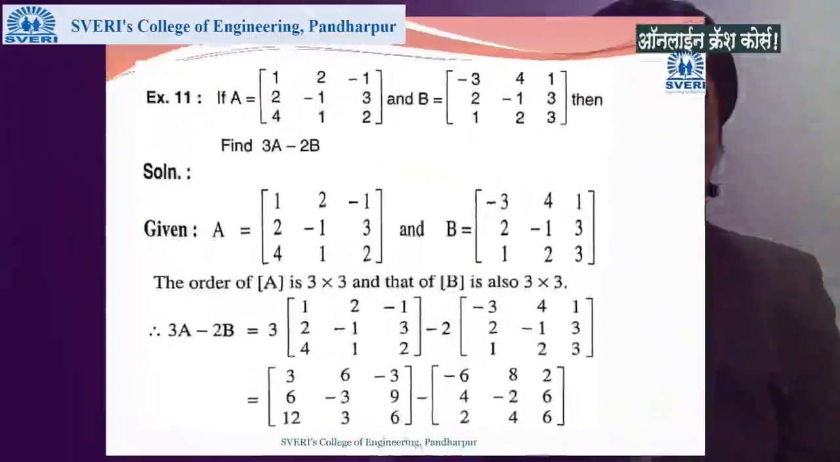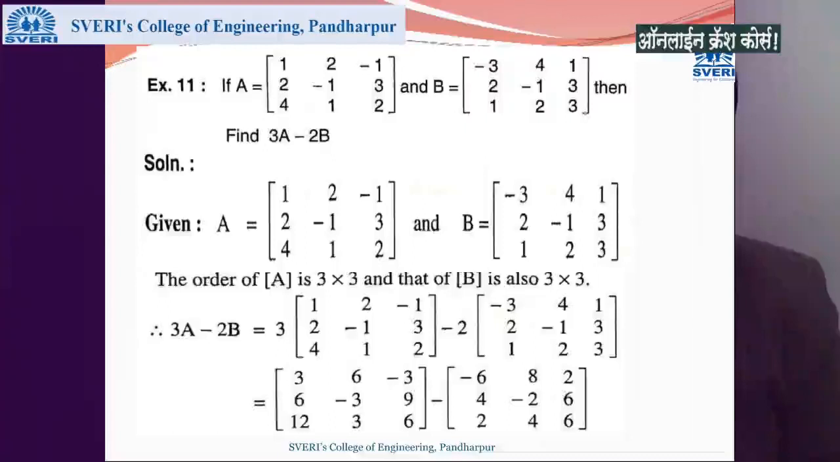Then going for the next example, A is equal to 1, 2, minus 1, 2, minus 1, 3, 4, 1, 2 and B is equal to minus 3, 4, 1, 2, minus 1, 3, 1, 2, 3. Then find 3A minus 2B. What is the requirement? We are going to multiply matrix A by 3 and matrix B by 2.